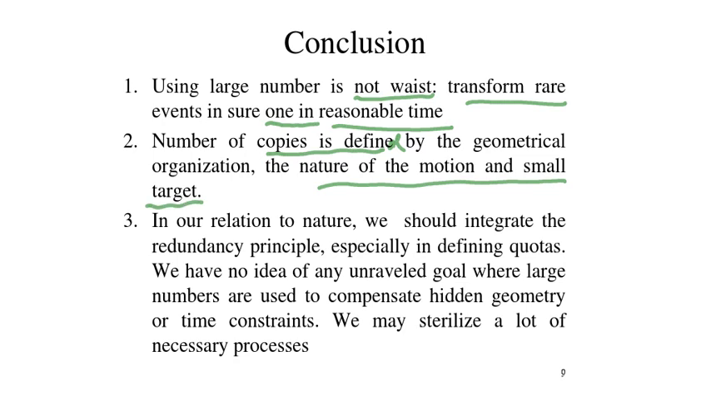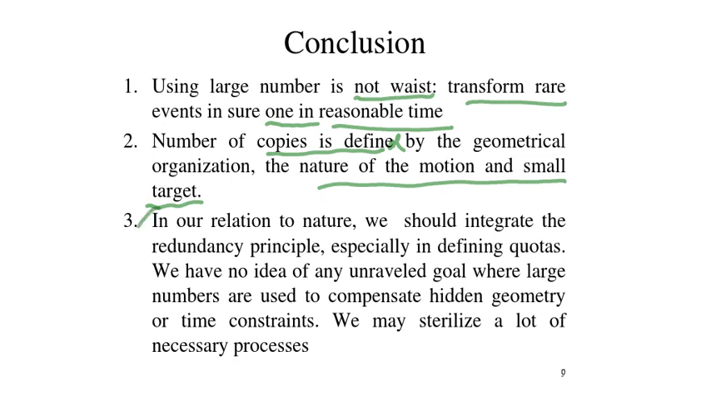So you need three things to define these copy numbers. The organization, which is the geometrical organization, the type of motion, that can be Brownian motion, or any kind of random motion plus deterministic motion, and the fact that you have small targets and the molecules, or the cells, don't know where the target is.